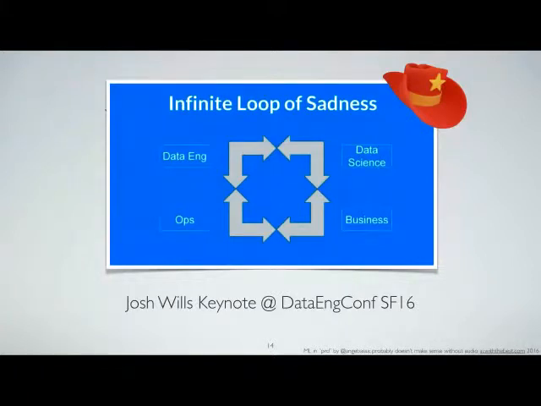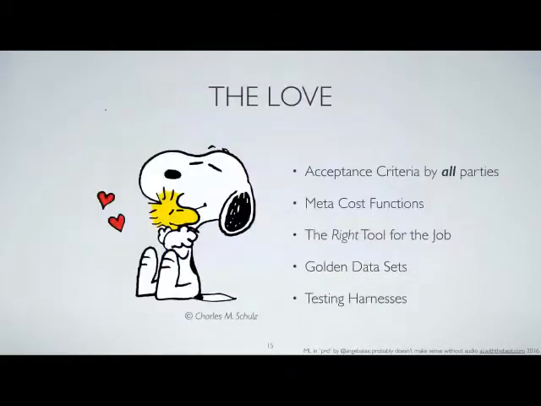It can get pretty out of hand because the different corners of this loop don't really understand the vernacular used in the other. And a lot of things get lost in translation. So how do we fix the infinite loop of sadness? We fix it with the love. And the love is made of 5 different parts.